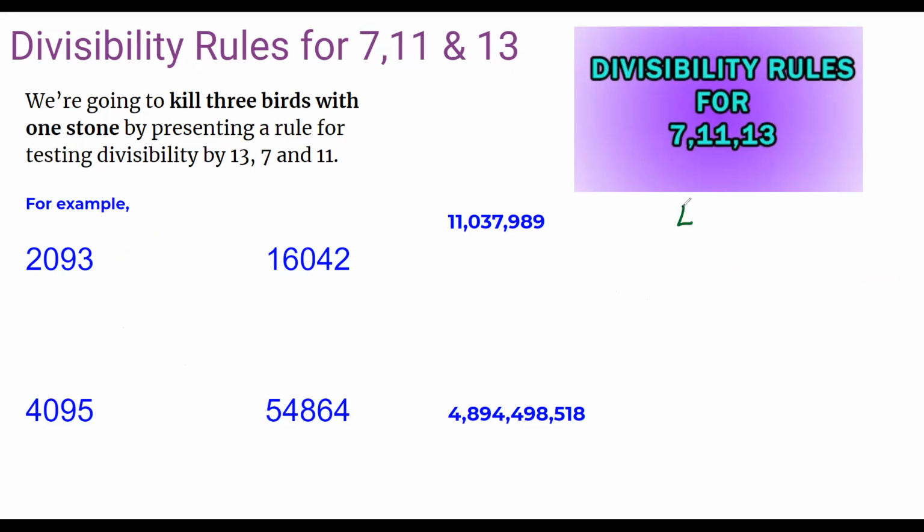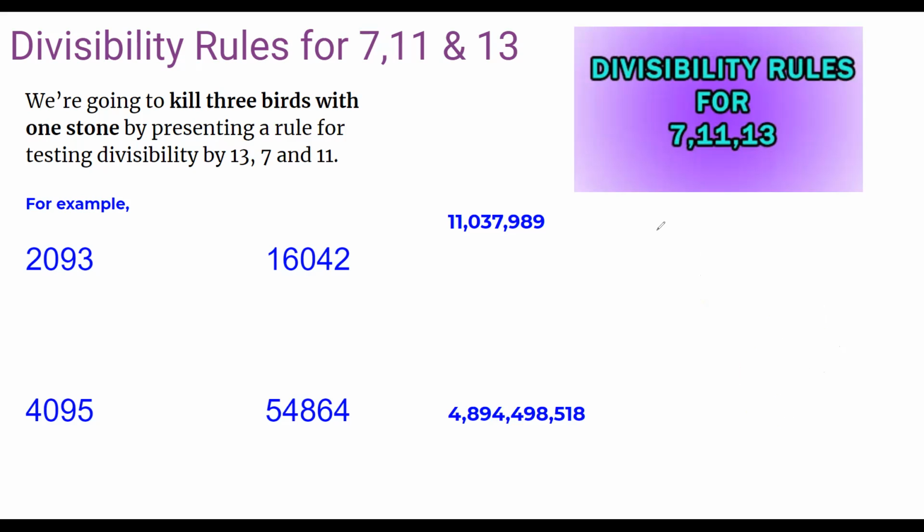Suppose you have 4095 and we check the divisibility for 4095. So again, you group it like this. So 095 minus 4 gives you 91, and this 91 is divisible by 13 and 7, but not by 11. So you check the divisibility rule for these three primes by one single rule.